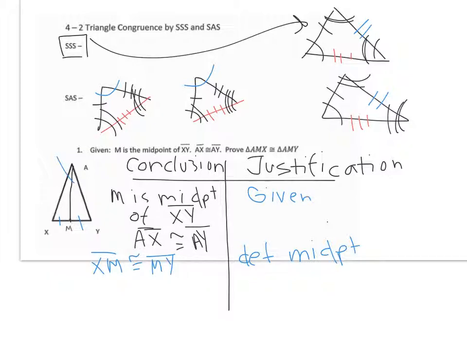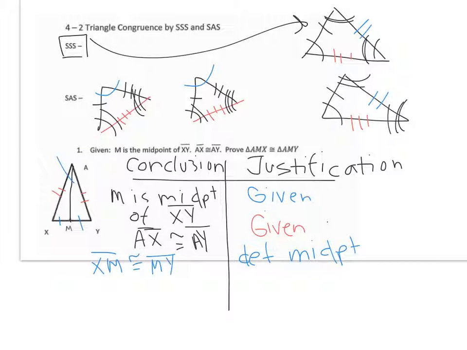Now I'm going to mark the second one. XY is congruent to the segment AY. So XY, or AX, is congruent to the segment AY. 2 ticks, 2 ticks. And that's also by given. So I've used up all my givens, and I only have two sides. I don't have anything about angles.